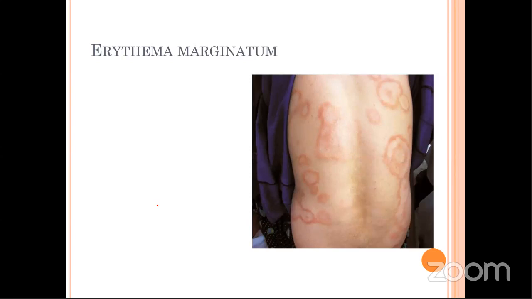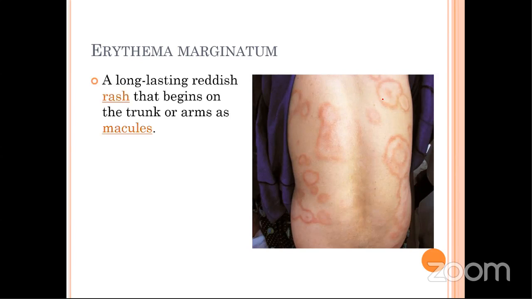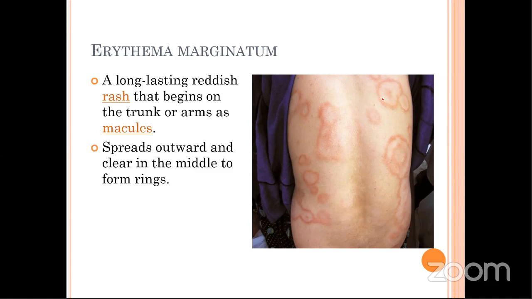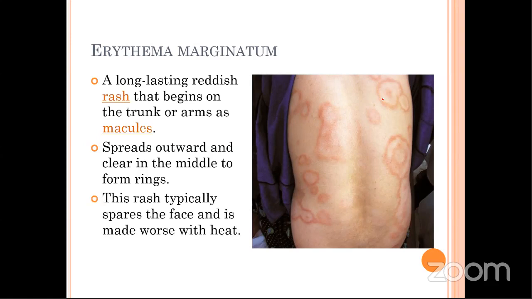Third point is erythema marginatum. Now, the term erythema means redness. Marginatum means the redness is mainly at the margins. If you look at this case, you see the redness is usually at the margins with clearing at the center. So that is why the name is erythema marginatum. This is a long-lasting reddish rash that begins on the trunk or arms as macules, spreads outward, and clears in the middle to form rings. Okay. This rash typically spares the face and is made worse with heat.